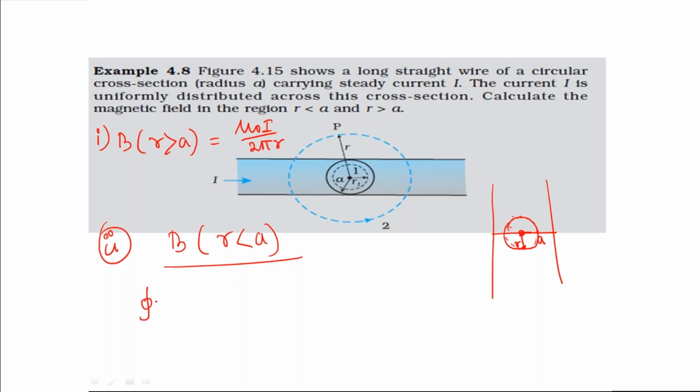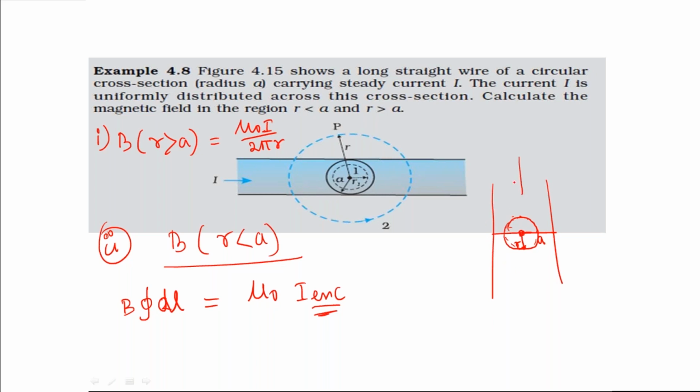So in this case also the same loop will be like this. dl will be like this. Okay. The only thing here is: what is the current enclosed? Is the whole current passing through this Ampere loop, or is some of the current not passing through it?